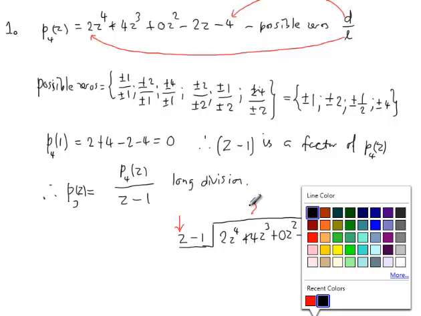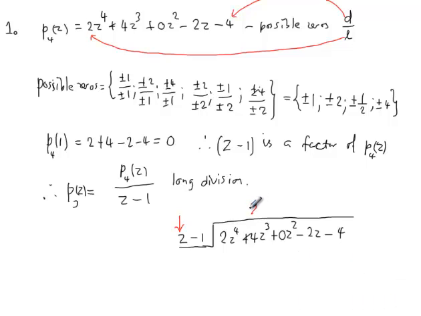I don't want to write in black, in red. So 2Z cubed. Do you agree, guys? Then we multiply this leading term here, and you get 2Z to the power 4. We multiply that one, and you get minus 2Z cubed. All together. Then this goes like this.